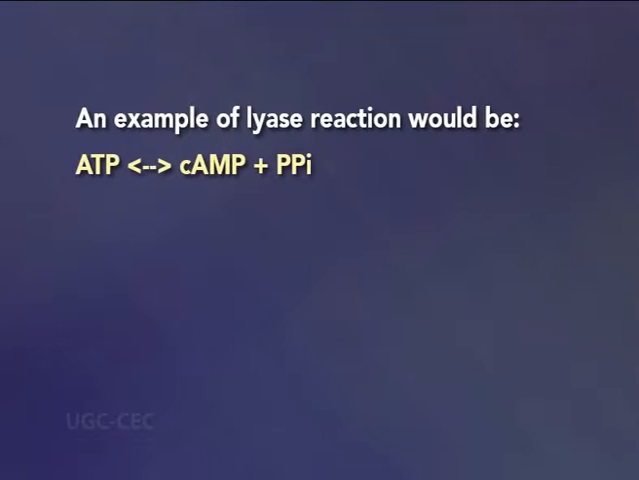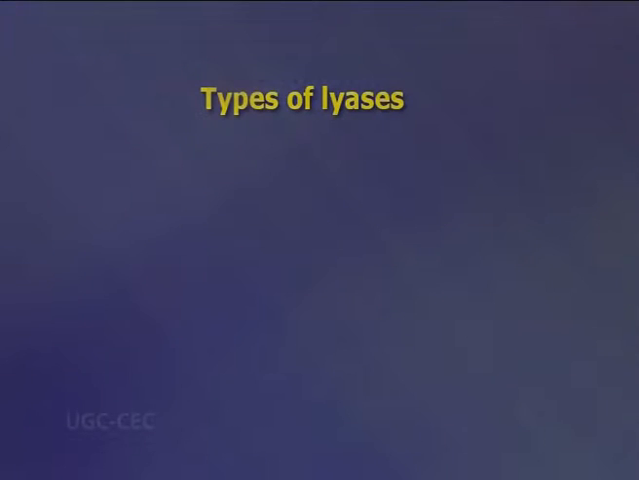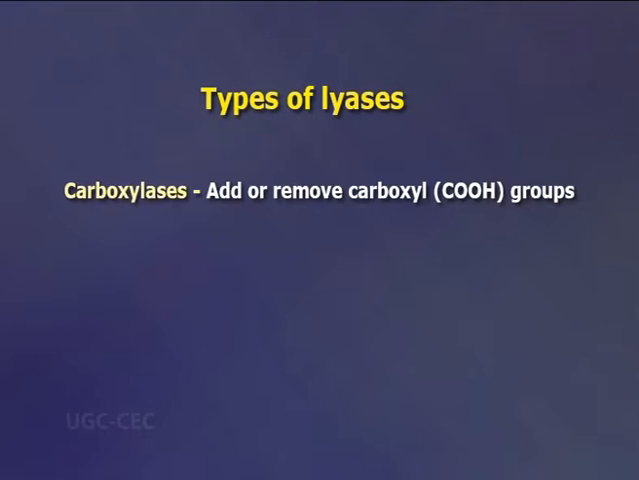An example of a lyase reaction would be ATP gives rise to cyclic AMP plus PPi. Generally, one substrate is required in the forward direction, whereas two are needed for the backward reaction. Types of lyases: carboxylases add or remove carboxyl, that is COOH, groups. Aldolases cleave an aldol.